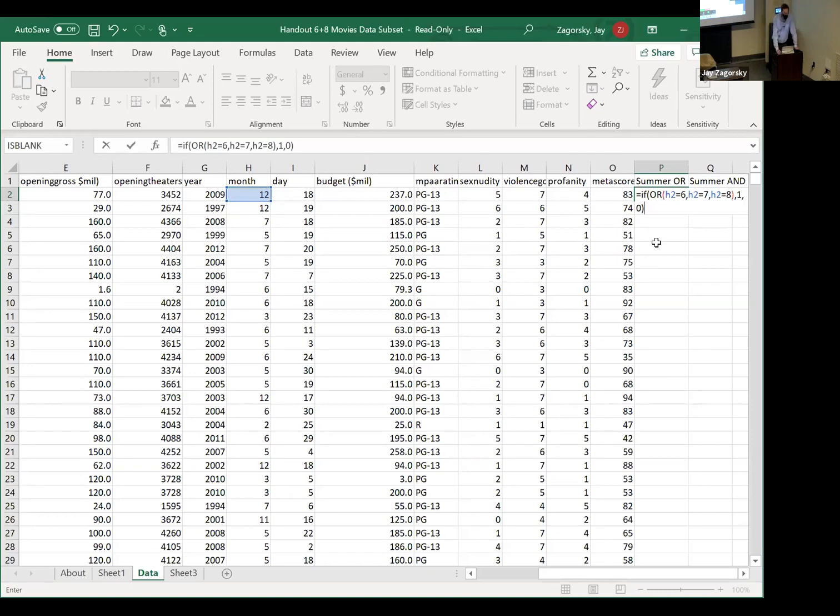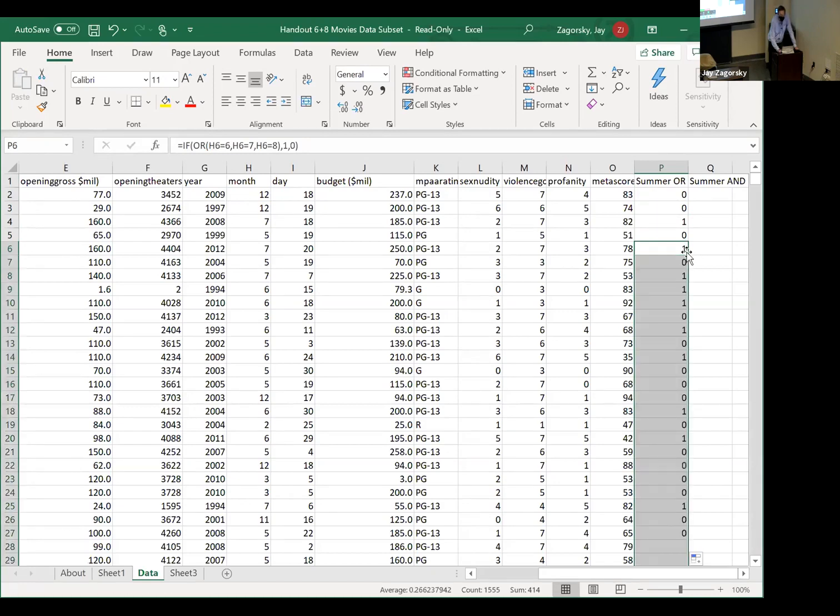The first movie came out in December, so we should get a 0. The second movie came out in December, we should get a 0. Third movie came out in July, we should get a 1, May 0, and then another 1. Let's copy this whole thing down. Move our cursor, which is a white open plus sign, to the bottom right corner until it becomes a thin black plus sign, and double click when it turns thin and black. And we get a whole series. Looking at them pretty quickly, looks like we did a pretty good job.